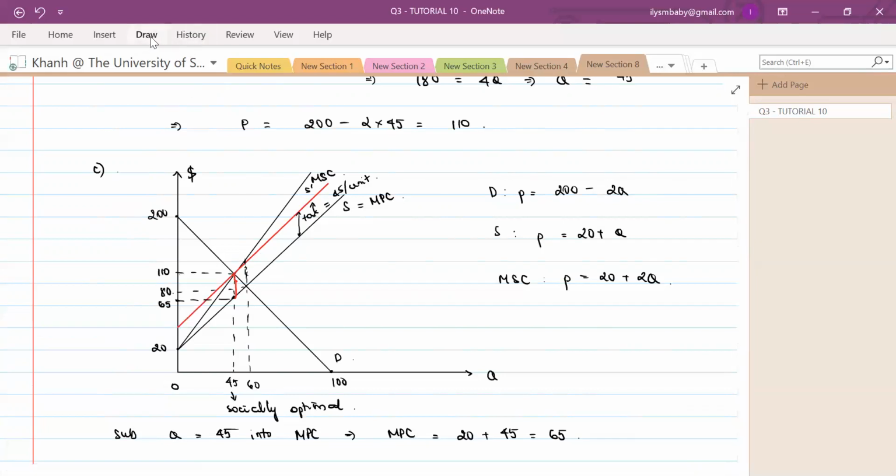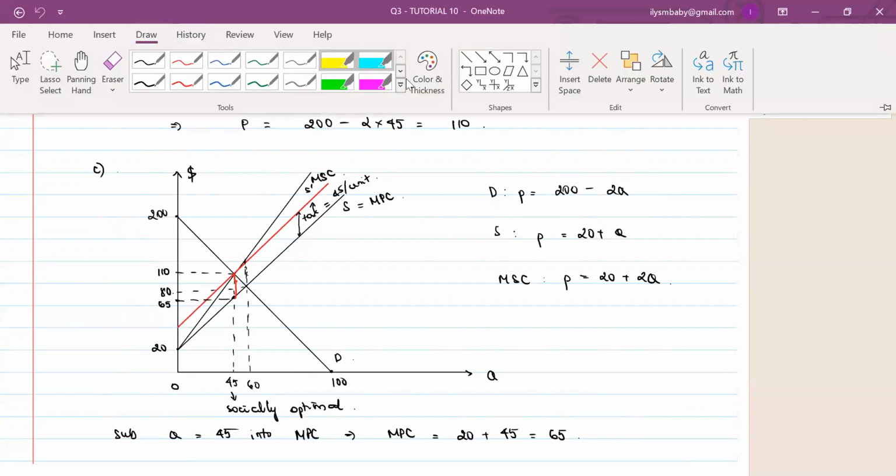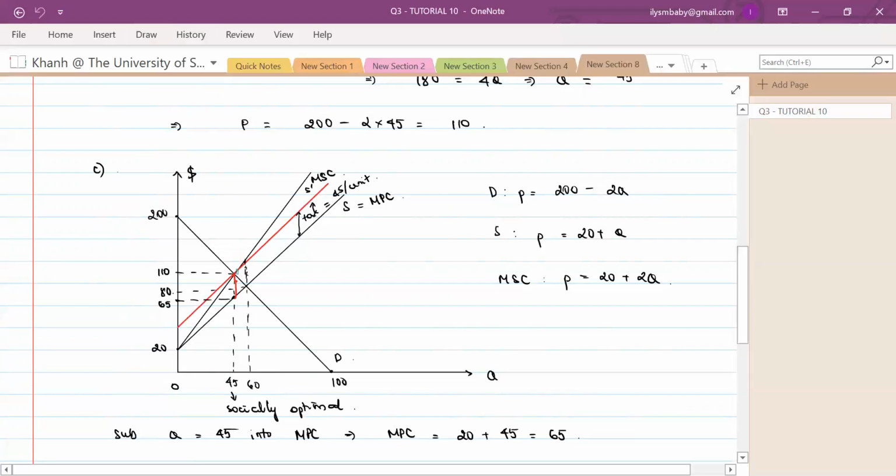So the triangle over here, which is the area above the demand curve and below the marginal social cost curve, between the quantity 60 and 45, is going to be the deadweight loss for society if the tax is not imposed. It's the little triangle over here. These units from 45 to 60 have more social cost than their benefit to the consumer, and that is why it's creating a deadweight loss in the economy.